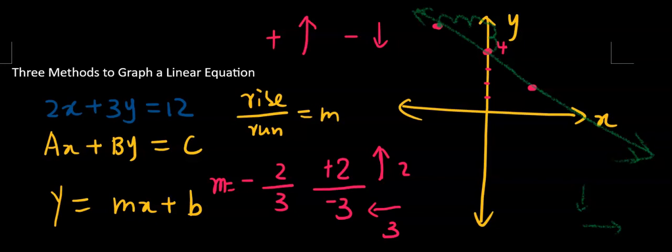All right. This concludes our 3 methods. We created a 5-point table. We used x-intercept, y-intercept. We used rise over run.